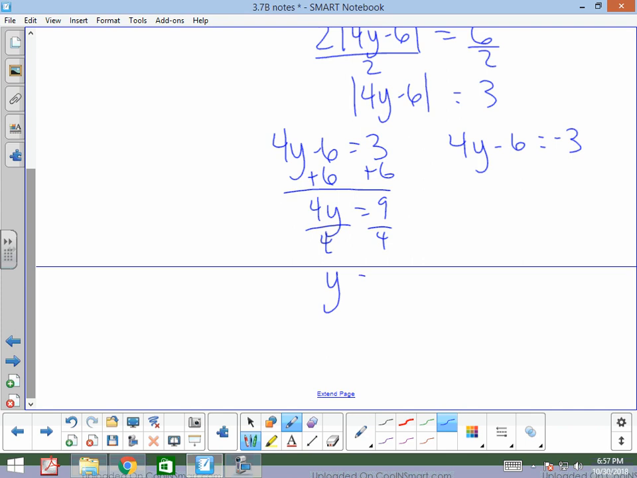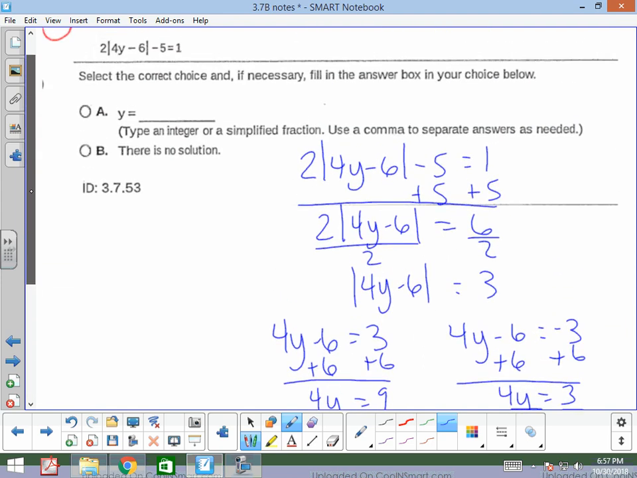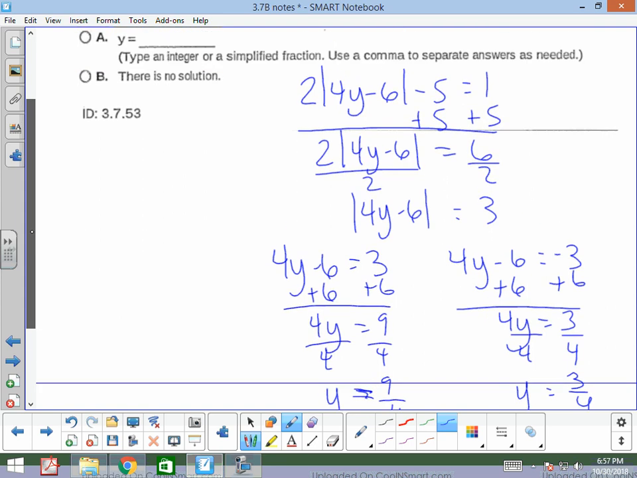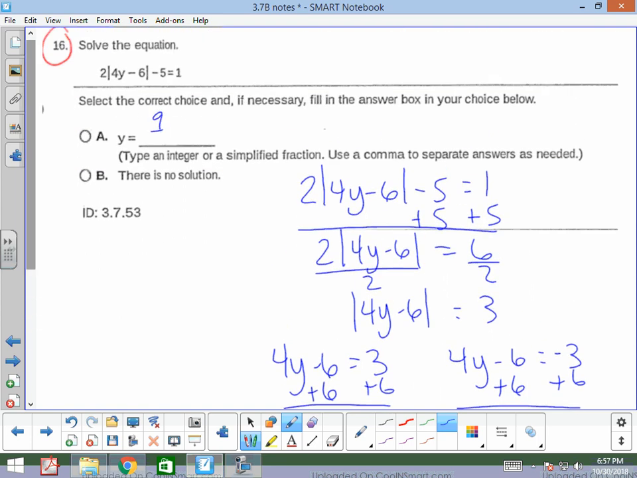So here I get y is equal to 9/4. That's an equal sign. Over here, add 6. 4y is equal to 3. Divide by 4, y is equal to 3/4. So in the blank, I'm going to type those two answers with a comma: 9/4 and 3/4.